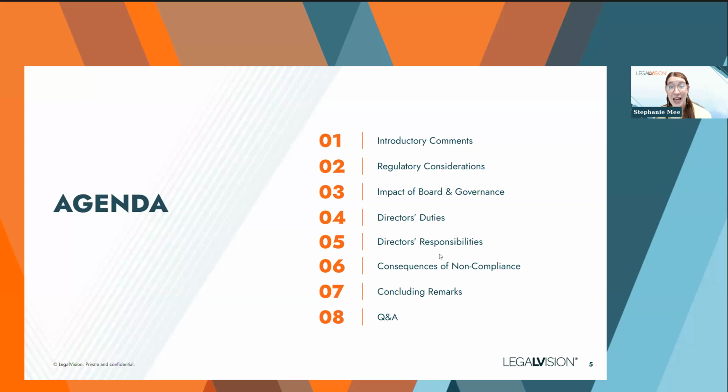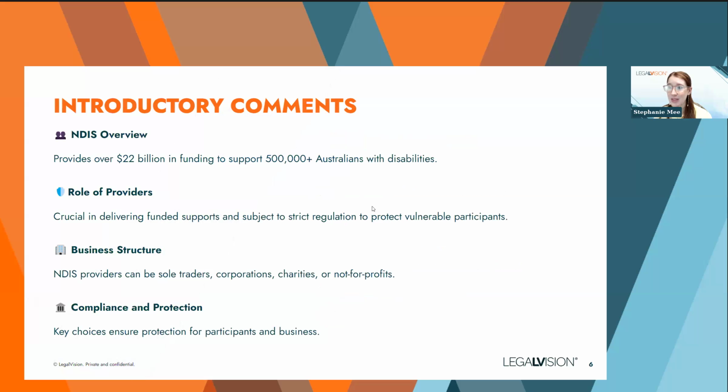So just as an overview, today we're going to be making some introductory comments to start off. There'll be some regulatory considerations that we run through. We'll talk a little bit about the impact of board and governance on your compliance. We're going to run through the director's duties and responsibilities that are specific for NDIS businesses, as well as just generally. We're also going to be talking about the consequences of non-compliance. So what happens if we're not compliant with the things that we run through? We'll talk a little bit about the penalties that might come with that. There'll be some concluding statements, and then we'll have time for those questions, as I say. So without further ado, let's kick off and start talking about it.